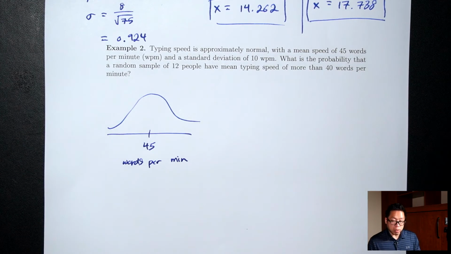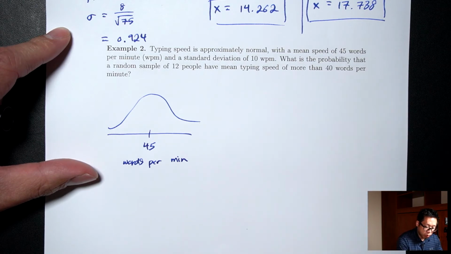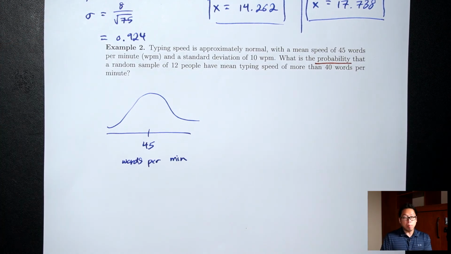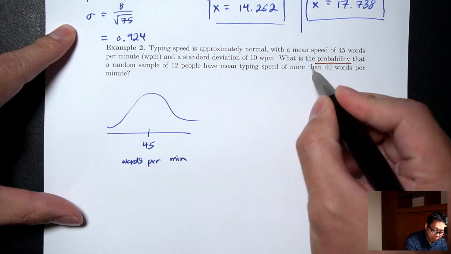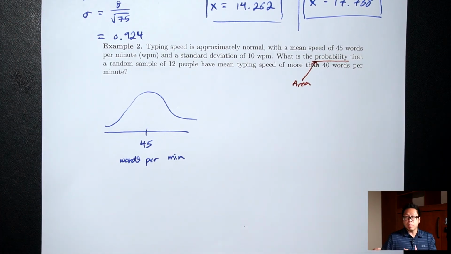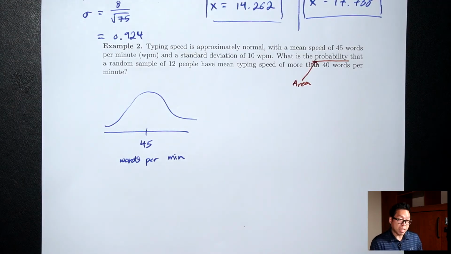Now the next thing I need to decide is this an x to area or an area to x type question? Okay, so let's look at the question here. What is the probability that a random sample of 12 people have mean typing speed of more than 40 words per minute? So I want probability at the end of the day. When I finish the question, I want probability as my final answer. Probability, that's one of the P words that represents area. So I want an area at the end of the question. So which one ends with an area? X to area. This is going to be an X to area question.